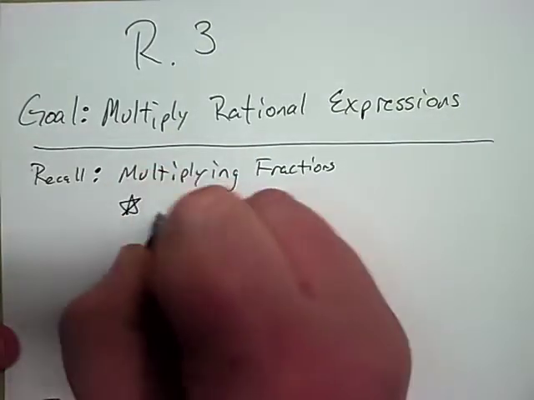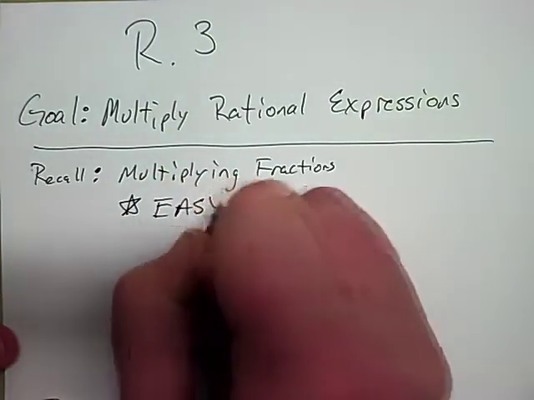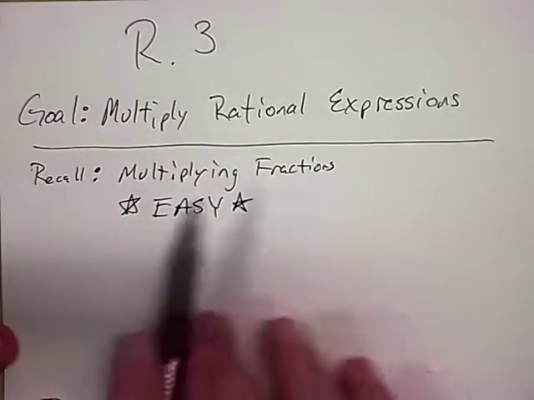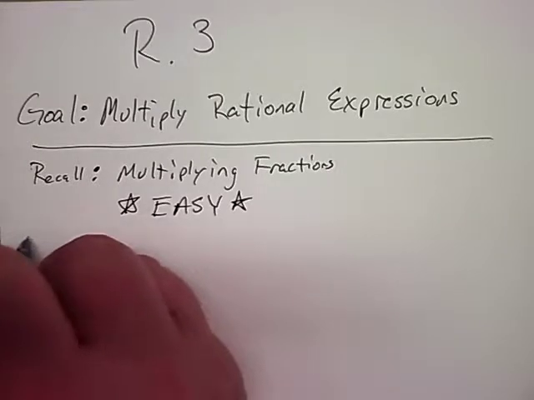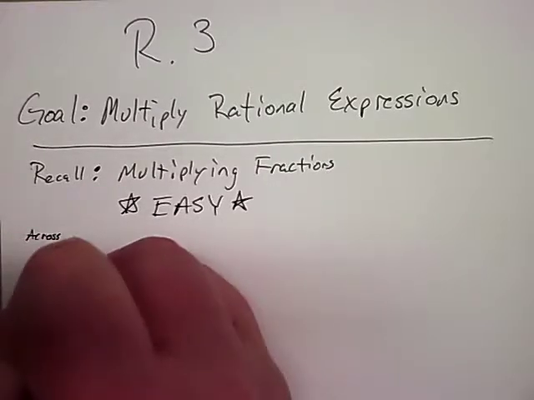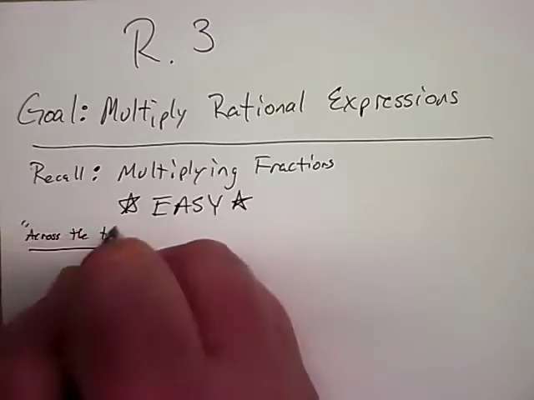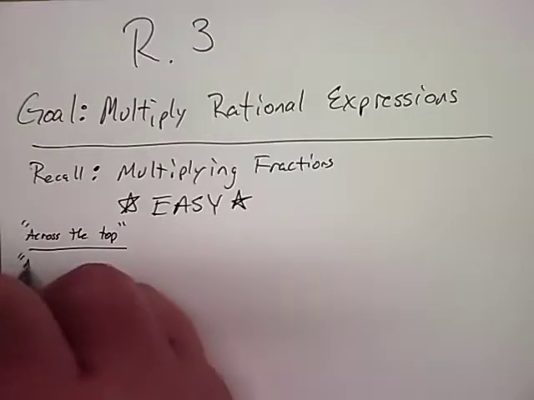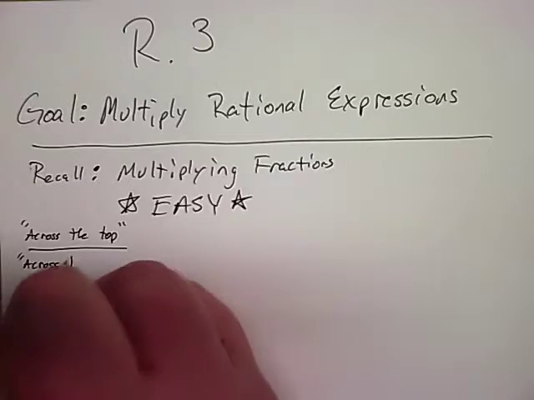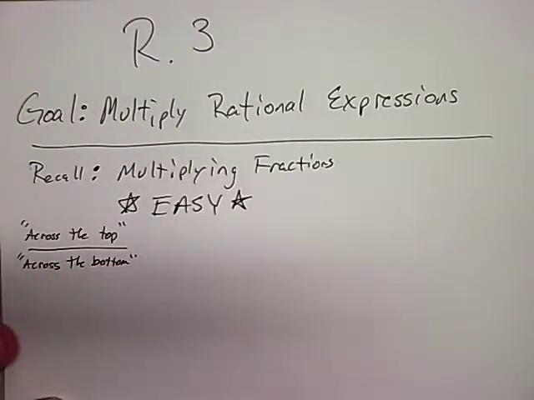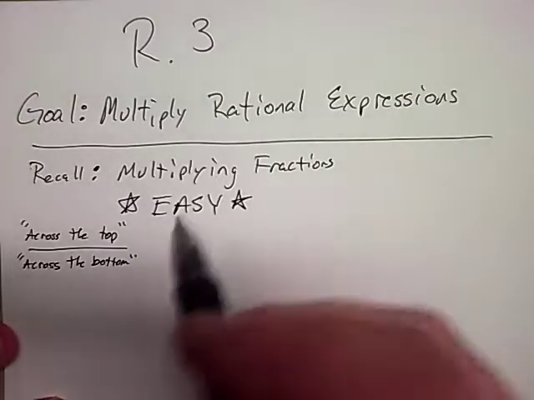And here, I really want to emphasize that this was easy. This is really, really easy, right? The rule of thumb when you multiply fractions is you multiply across the top, and I'm going to put this in quotes, and across the bottom. All right, so this one was really, really simple. Let's take a look at a basic example.